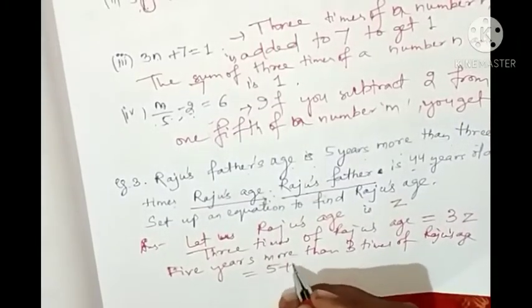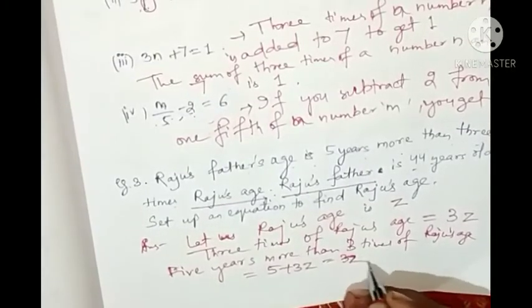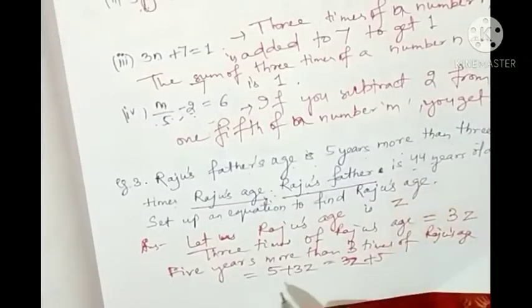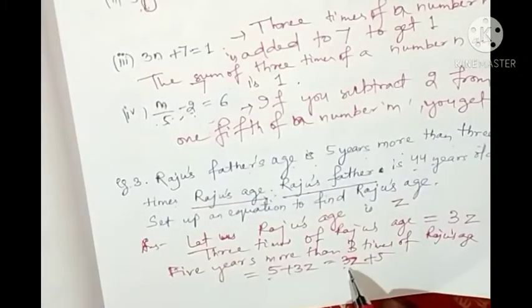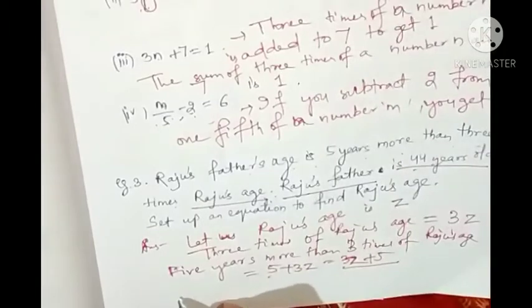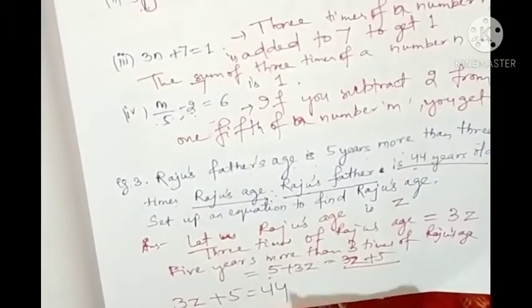5 plus 3Z, or you can write that 3Z plus 5. So Raju's father's age is this much. You have seen Raju's father's age is 44 years old. So you can write that 3Z plus 5 equal to 44.